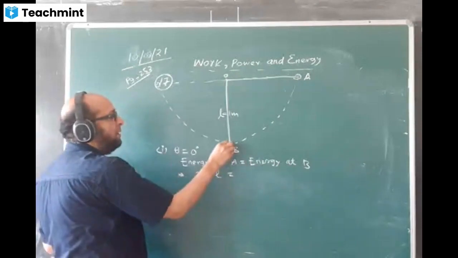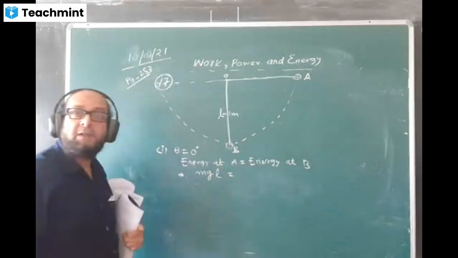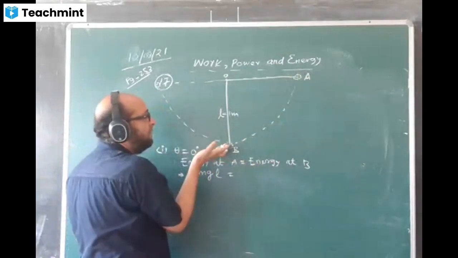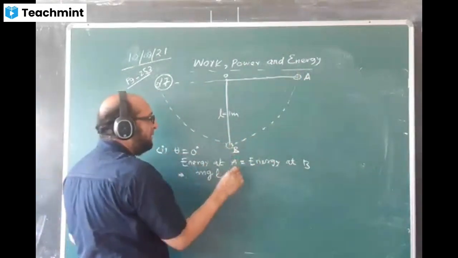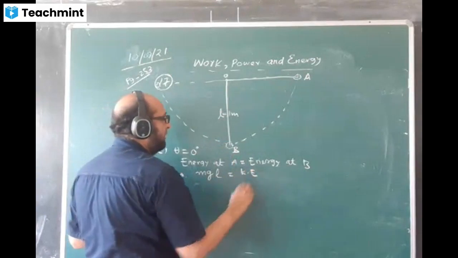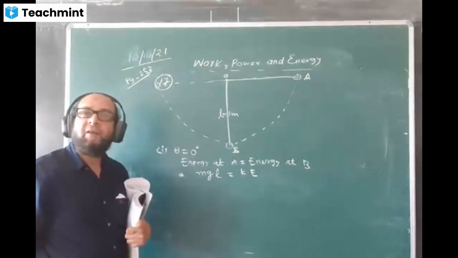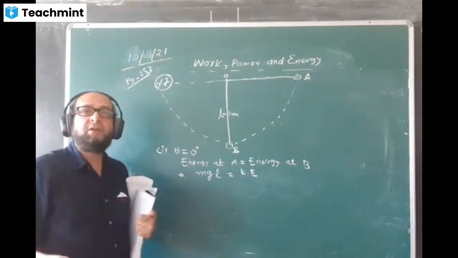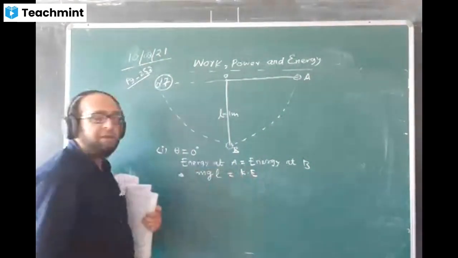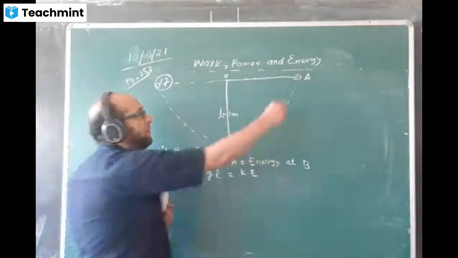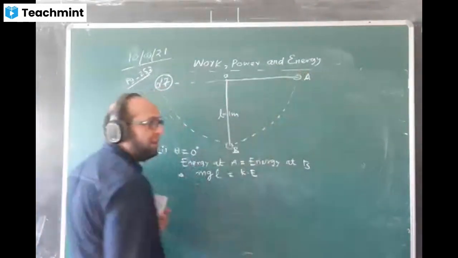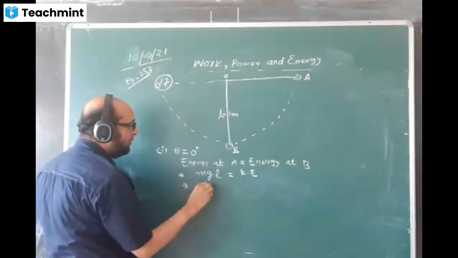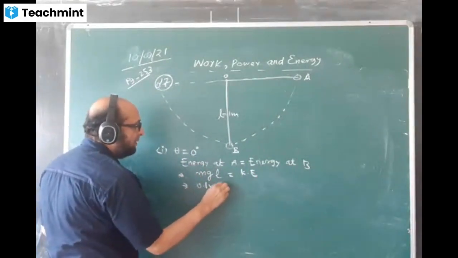Energy at B, at this point, what energy will it have? There is no height available above this, so it will have only kinetic energy. Don't write half mv squared. Half mv squared we will write when we have to find velocity. But the question is just asking to find kinetic energy, so I'll just write kinetic energy. This potential energy is changing into the kinetic energy here. Now I'll put the values and find the answer. What is the mass of the bob given? 0.1. G value is 9.8. The length is 1.